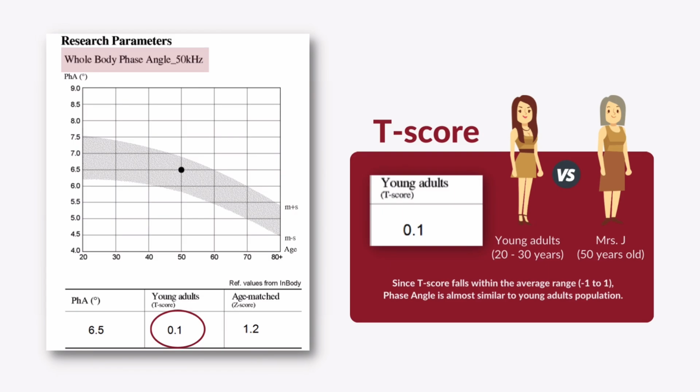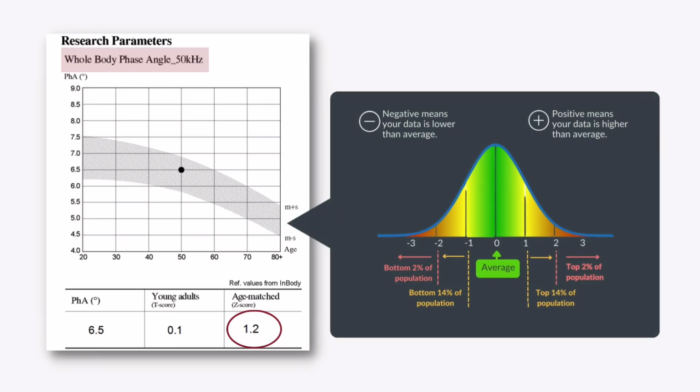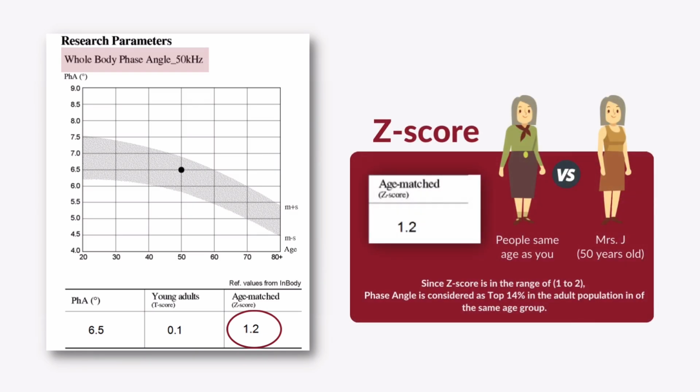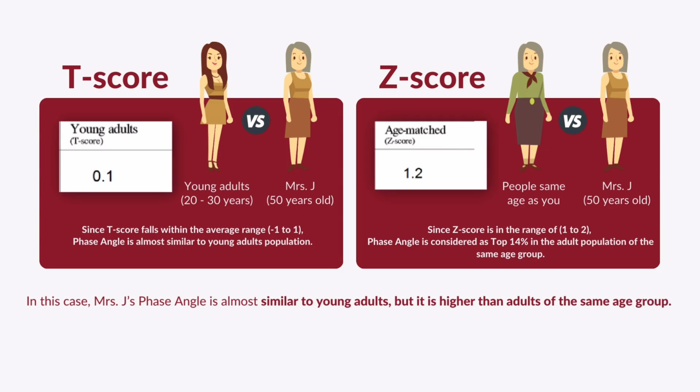This is great because it means that Mrs. J's phase angle is nearly the same as young adults. Next, we check the Z-score, which is 1.2. Since the Z-score is in the range of 1 to 2, the phase angle is considered to be roughly in the top 14% of the same age adult population, indicating a better phase angle than those of the same age. Overall, Mrs. J's phase angle is almost similar to young adults, but it is higher than adults of the same age group.